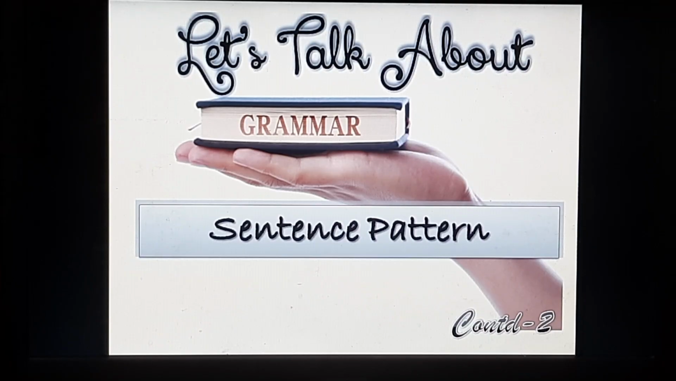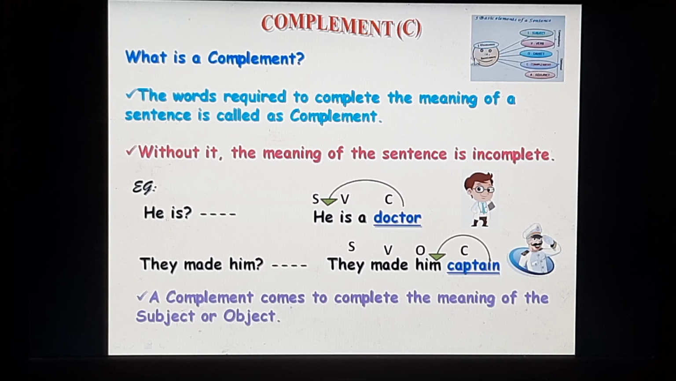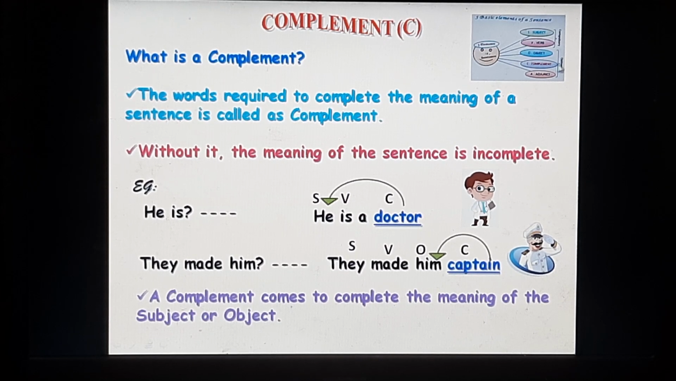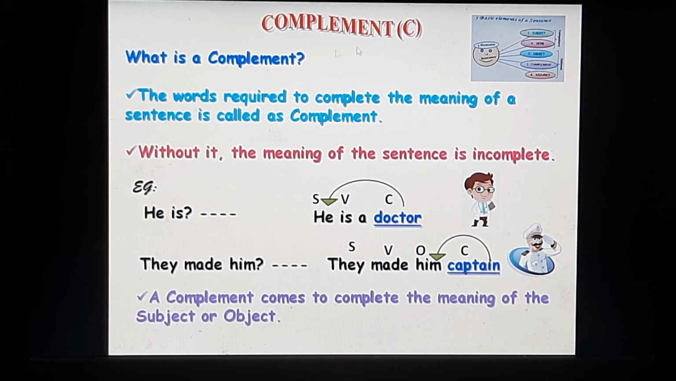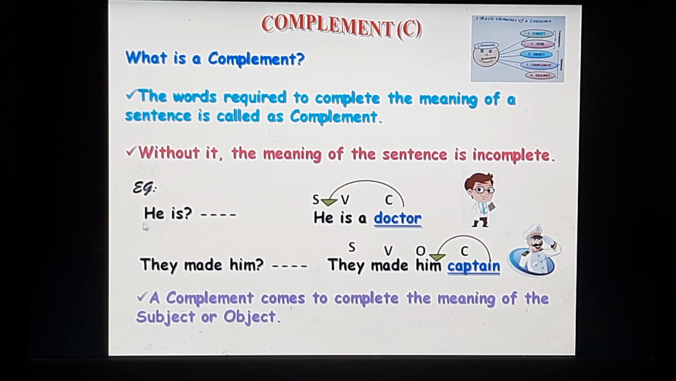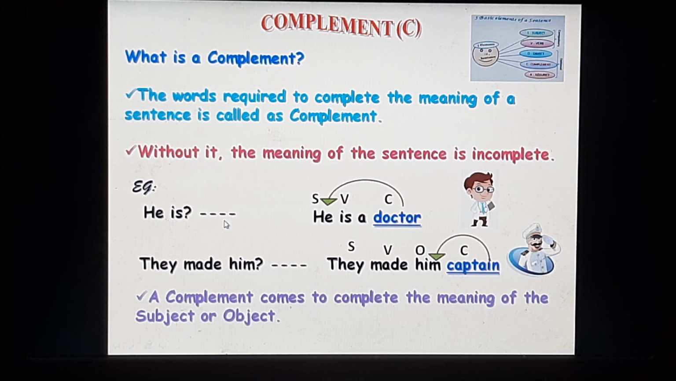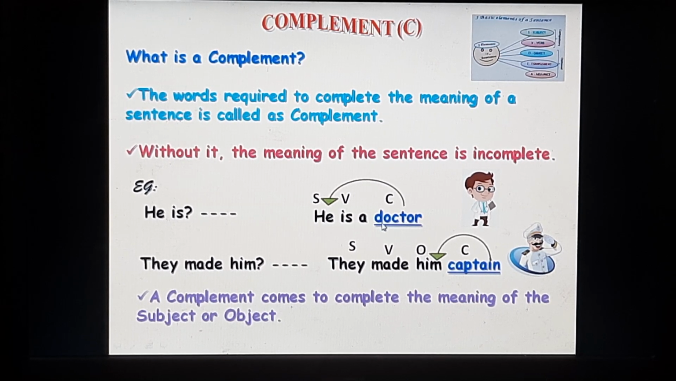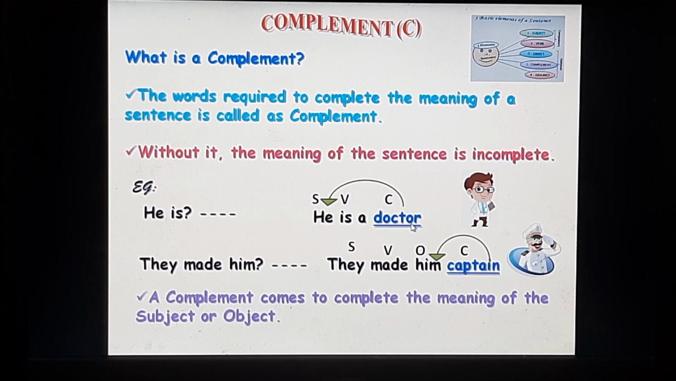Let's continue, children, with complement, which is the fourth basic element of a sentence, denoted by the letter C. What is a complement? The words required to complete the meaning of a sentence are called complement. Without it, the meaning of the sentence is incomplete. Example, he is, this is an incomplete sentence. So we can say he is a doctor. Now, doctor is a complement that completes the meaning of the sentence. They made him, it's incomplete. They made him captain.